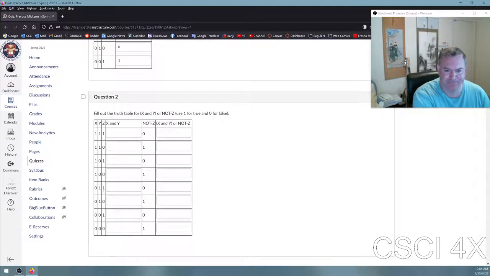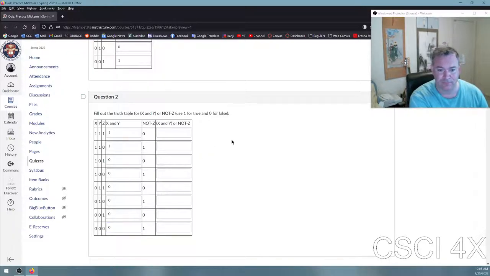Okay. For this one, I'll run through it just so you can see how it works: X, Y, and Z. We're trying to compute the truth of X AND Y, ORed with not Z. So X ANDed with Y: we're going to look at the X column and the Y column, and AND the two truth values together. True ANDed with true is true. True ANDed with true is true. True ANDed with false is false. True ANDed with false is false. False ANDed with true is false. False ANDed with true is false.